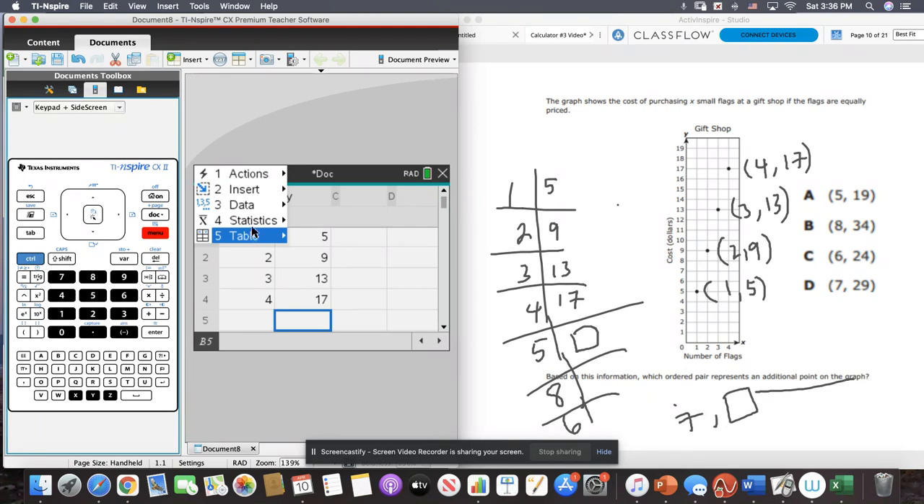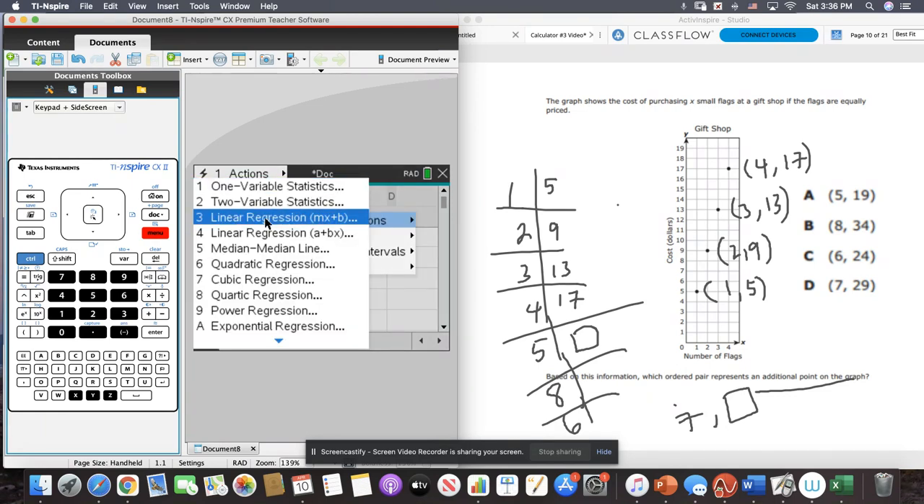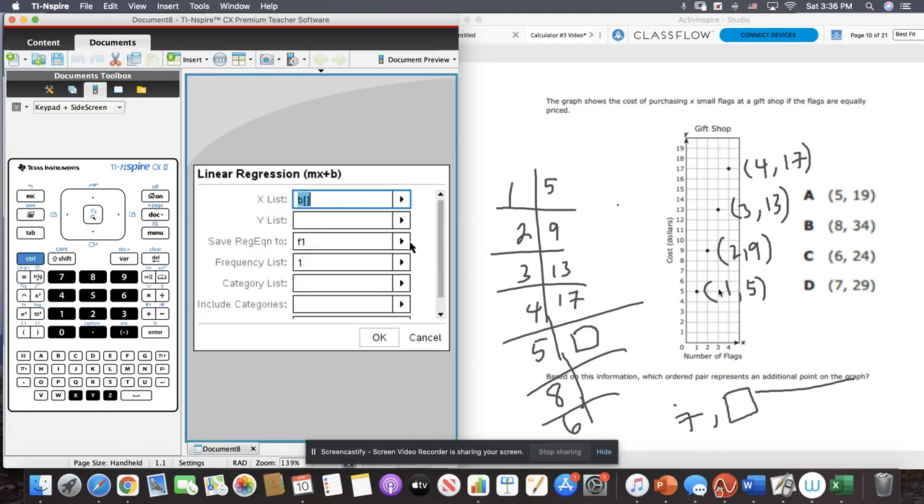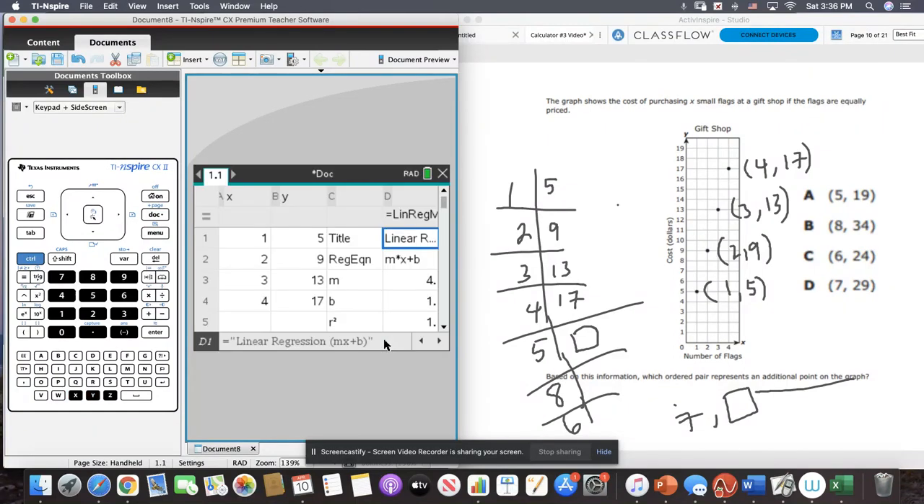Menu, statistics, stat calculations, linear regression. We already know it's a line. We can see it's a line right here. If you can see it's a line, you automatically know it's a line. Click OK. When you do that, it puts it into the graph.